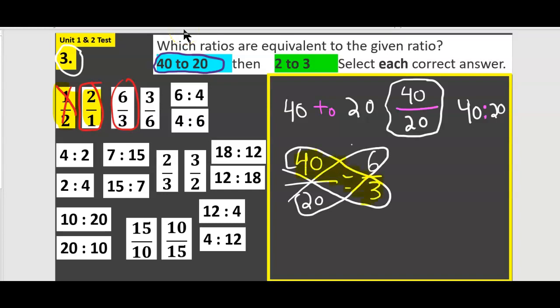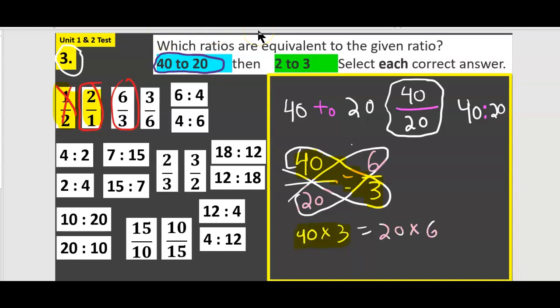I'm not sure if I'm doing my wings the same crisscross way, but either way, hopefully it'll make sense to you. 40 times 3. Does that equal 20 times 6? 40 times 3, 20 times 6.